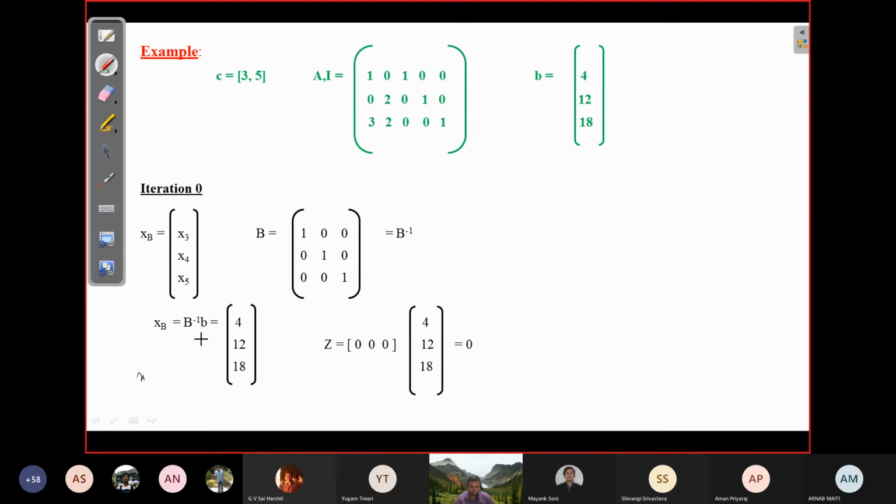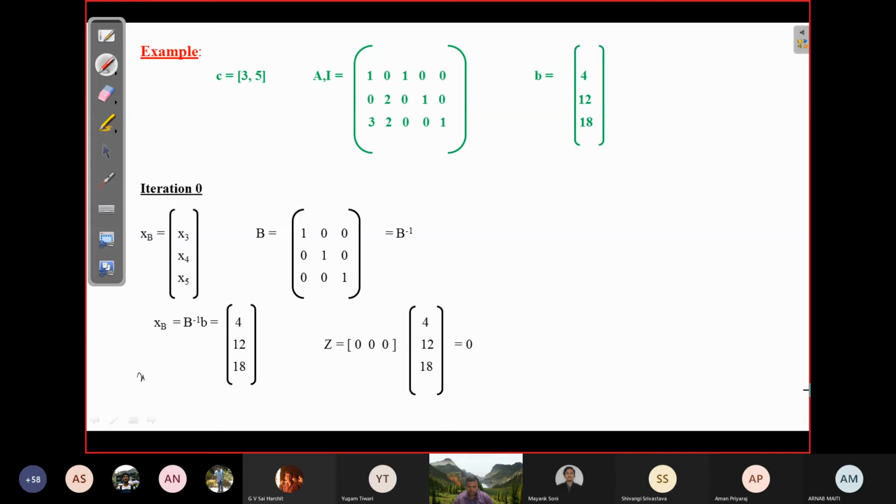Then what is the solution of xb? It is B inverse b. B inverse is this identity matrix, so the solution of xb is small b only, which is 4, 12, 18. This is the same thing we get in the first table of simplex, right? So small b gives you directly the solution 4, 12, 18, because you have the identity matrix for the slacks, which are the basic variables.